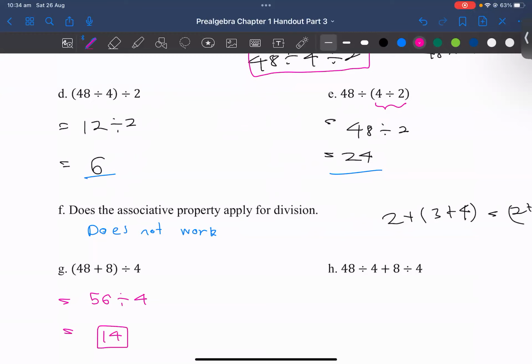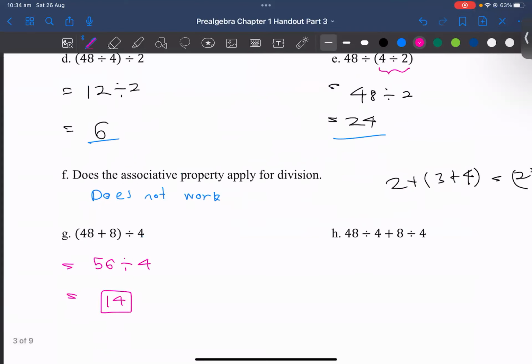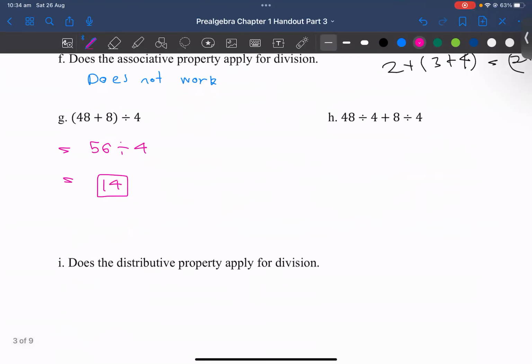Right, so we're doing some simple division, we're just checking the properties. If you do H, if you do the divisions first, divide the numbers separately first. 48 divided by 4 is 12. Well, 8 divided by 4 is 2, right? So that's simple. If you add them together, you get 14 again. That means it works for this. The distributive property works. Yes, it does work, but is what we did enough to know that it works?